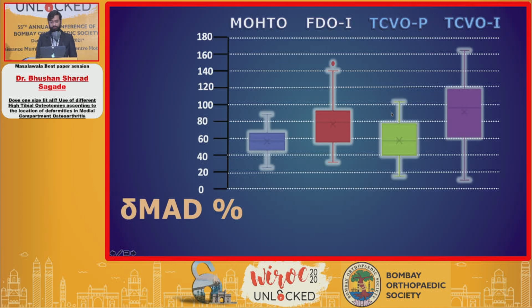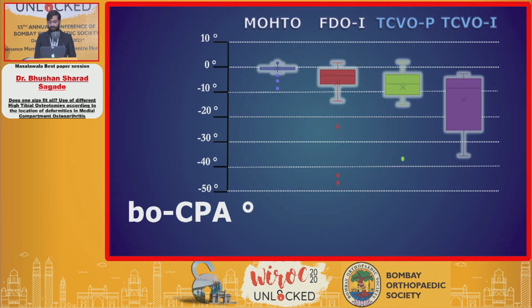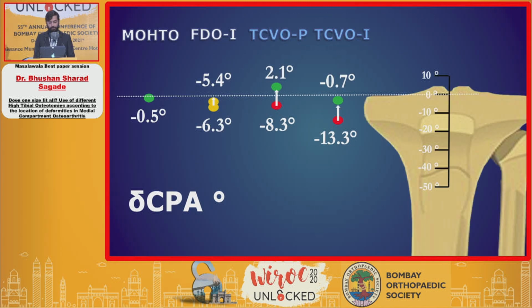The range of correction of mechanical axis deviation was the maximum in TCVO-I, followed by FDO-I, then the TCVOP, and least in MOHTO. There was a statistically significant improvement in MAD, HKA, and MPTA after surgery, while the PPTA remained unchanged, indicating that there was no inadvertent alteration of the tibial slope. The knees with the highest condylar plateau angle were treated with the TCVO-I. The CPA was unchanged in the extra-articular osteotomies, while it improved significantly in the intra-articular group.